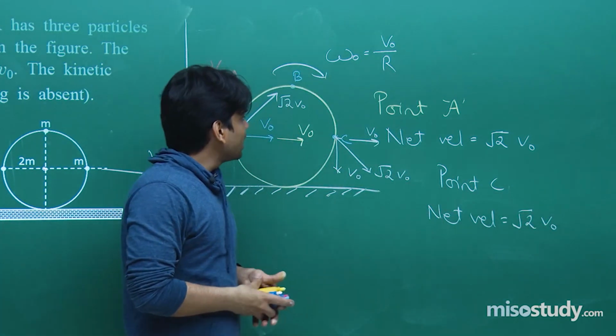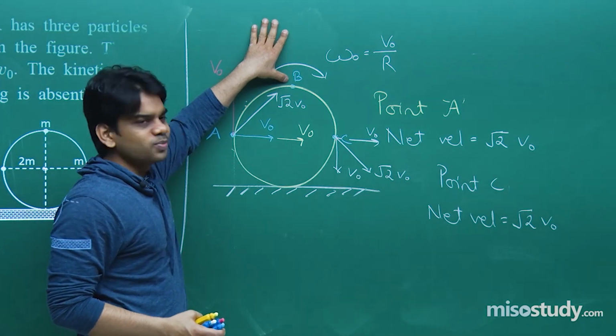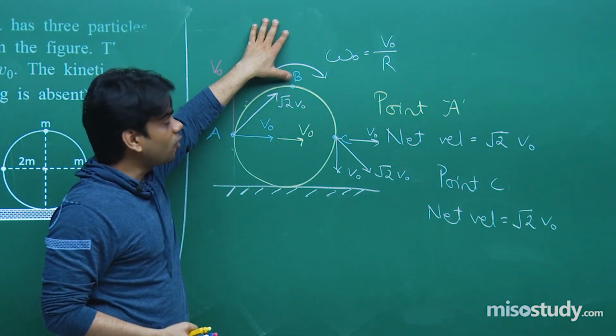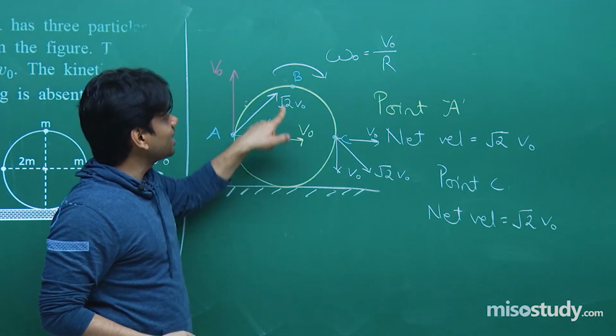We got it? Clearly you'll be remembering point B's velocity. Point B velocity will be equal to twice the velocity of the center of mass, that is, it will be 2 v0.